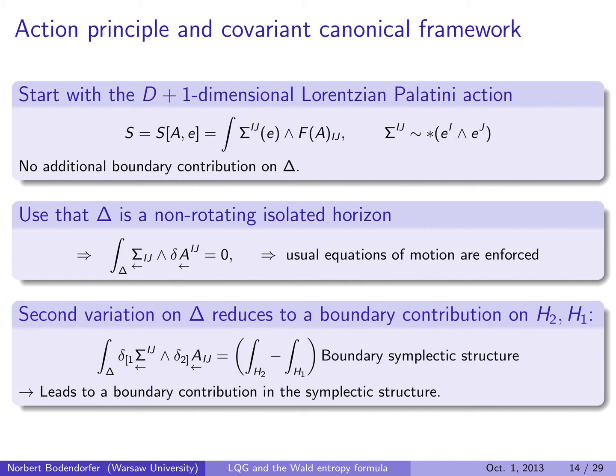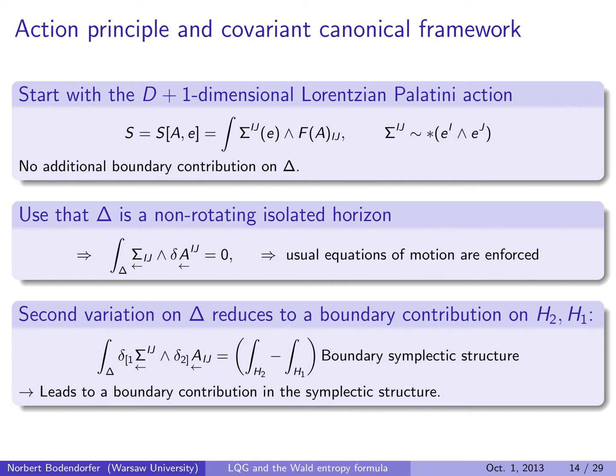So then, having shown that the first variation vanishes, you're next interested in the symplectic structure. So what you want to calculate is the second variation of your action. So you take another variation of the formula in the second box, and then you get the third box. So it's an integral over delta of delta 1 sigma wedge delta 2a. The delta is anti-symmetrized. And what you want to show now is that this reduces to a boundary contribution.